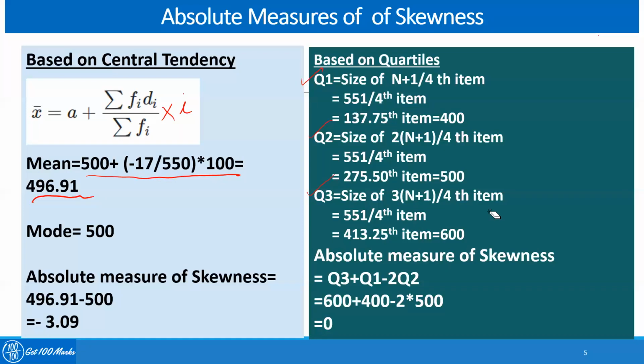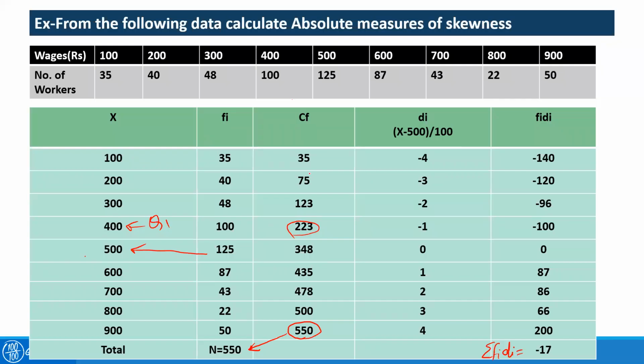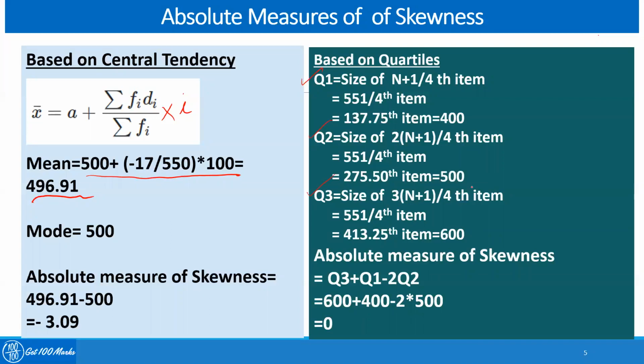Okay. Similarly, quartile 2 or median is equal to 2 into (n plus 1) by 4th. Normally for the median we write (n plus 1) by 2. Now that value will come as 275.50. In our CF column we will see which value has crossed 275.50, and we can check this value is coming as 348. Therefore, that corresponding value is your Q2. So your Q2 is coming as 500.